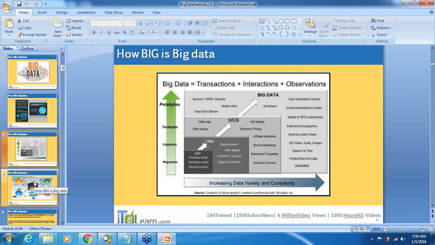Observations are where we generally deal with the number of likes, dislikes, and statistics. When I say observation, it will be statistics.